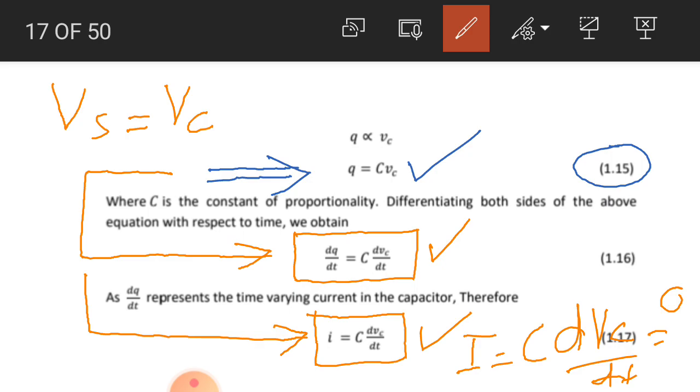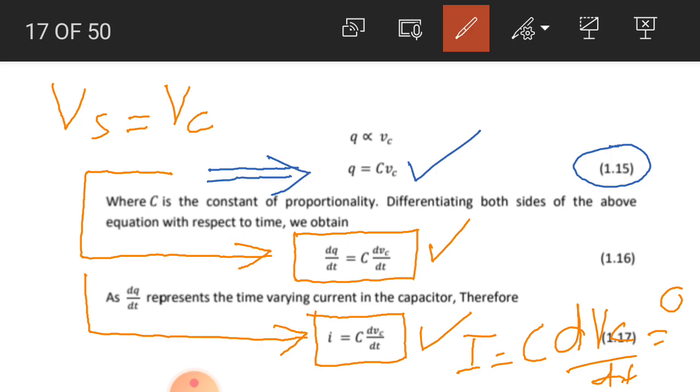Anyhow, if you want to calculate the time varying current in a capacitor, you can use equation number 17 and find out the instantaneous current in the capacitor with the help of equation number 17. Now what I am going to do, I'm going to develop the equation for the voltage across the capacitor in terms of current.